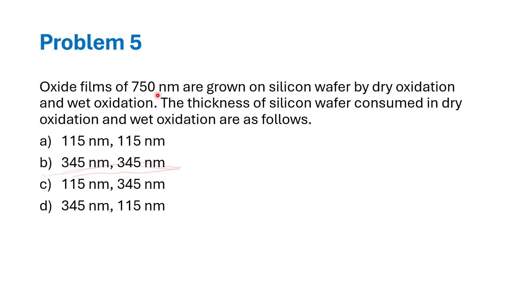So this question is based on oxidation. Oxide films of 750 nanometer are grown on silicon wafer by both dry oxidation and wet oxidation process. The thickness of silicon wafer consumed in dry oxidation and wet oxidation are as follows. We have 4 options. In the first option, it is 150 nanometer both. In the second option, it is 345 nanometer for both cases. In the third option, it is 115 nanometer for the first case, 345 nanometer for the second case. And in the fourth option, it is 345 nanometer for the first case and 115 nanometer for the second case.